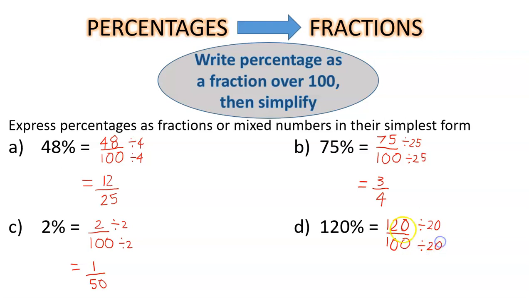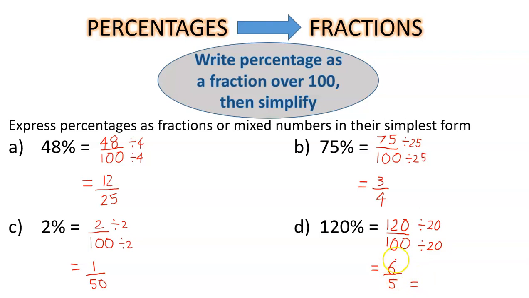So 120 divided by 20 is going to give me 6. And 100 divided by 20 is going to give me 5. Now I should really be placing it underneath here, but I've run out of space. I'm just going to move a little bit to the side.